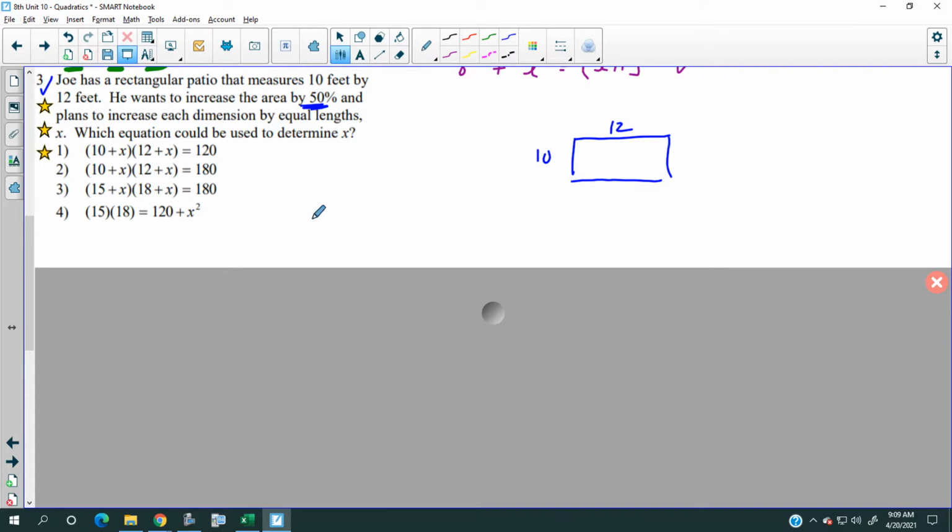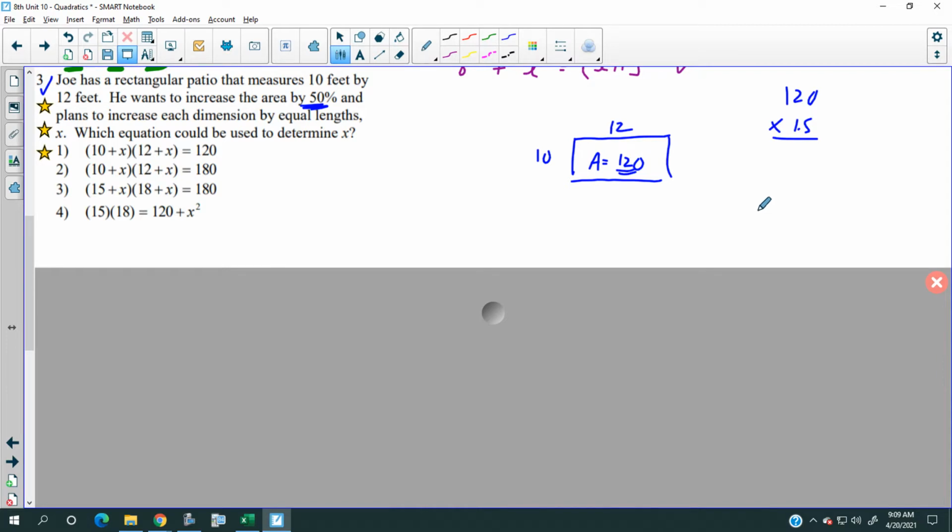Okay, all right. So now, he wants to increase the area by 50%. That means we need to know what the area is to begin with, right? So what's 10 times 12? 120, right? Whatever the unit is, square foot, all right? So that means he wants to increase this number by 50%, all right? So this is now a 7th grade topic, right? How do you increase by 50%? You just multiply by 1.5, right? Remember that, right? That's the shortcut, right?